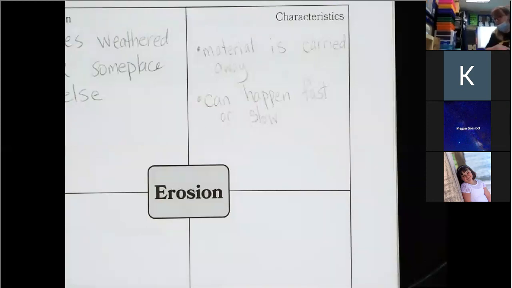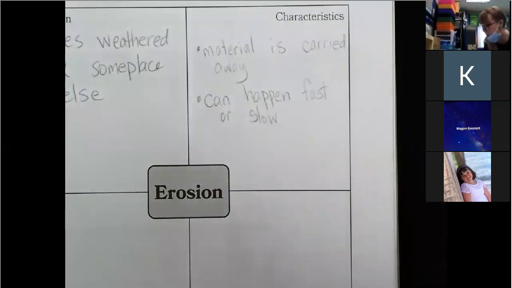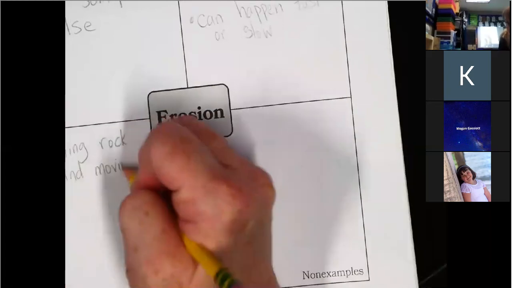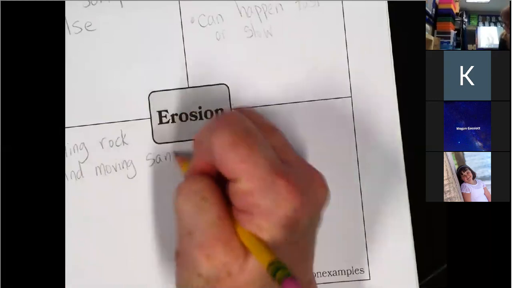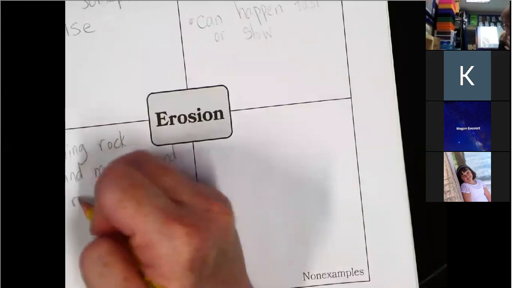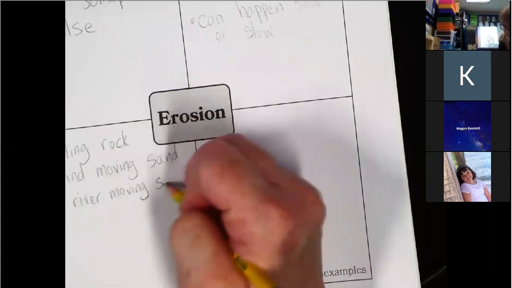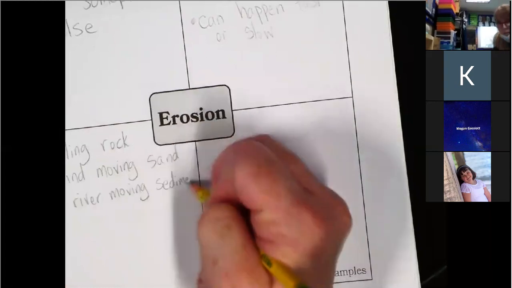Okay, everybody have this now in characteristics? Okay. So erosion examples: falling rock. We saw that in the pictures with gravity, right? Wind moving sand. It's like sand dunes. River moving sediment downstream. That's the Red River, isn't it? That's why it's red.